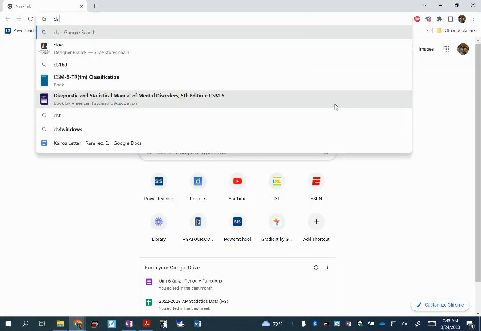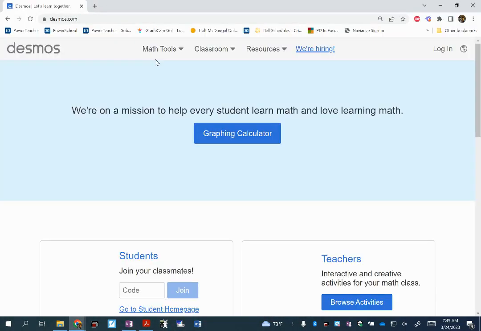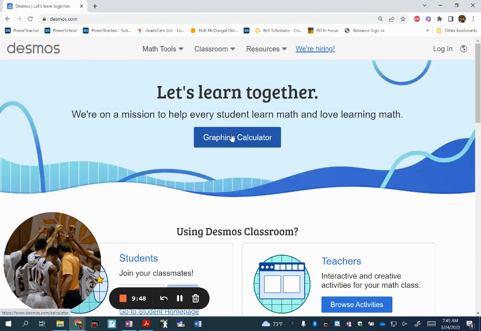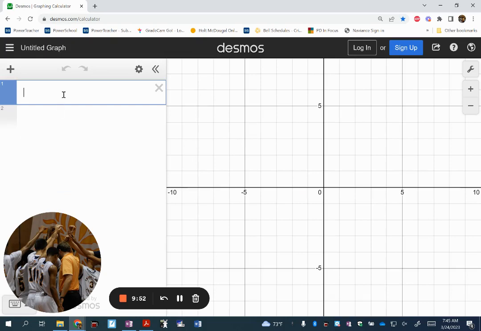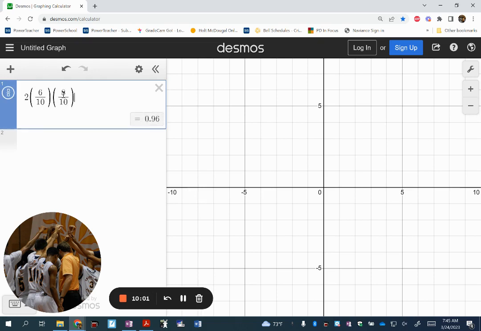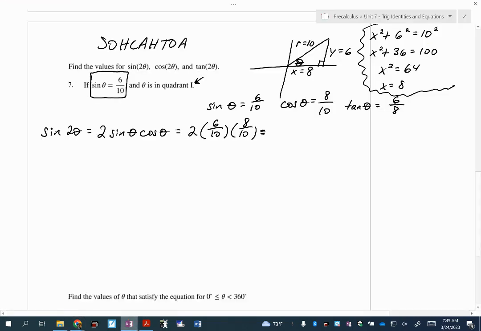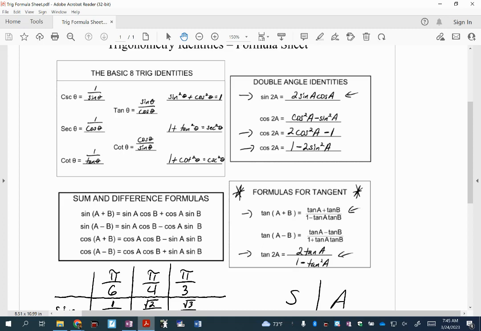All right, so go to my calculator here. And I'm going to type in 2 times 6/10 and then times 8/10. Get a fraction, and you get 24 over 25. So 24/25. Now, when I do the cosine of 2 theta, remember this one has 3 different formulas, right?